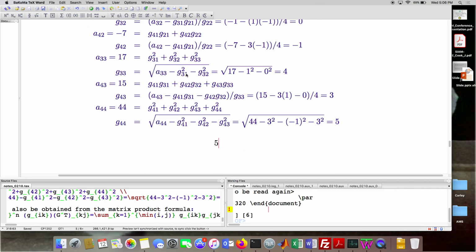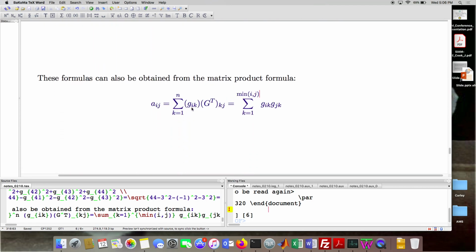Because we see what happens in this matrix product formula. If we're in the first column, so j equals 1, we only have one term here. So you can solve for those entries of G very easily.